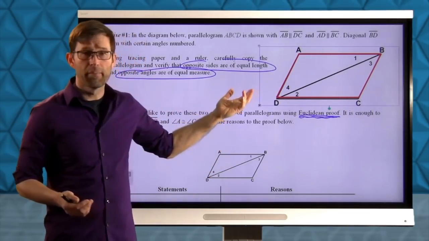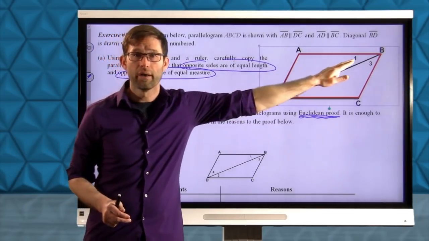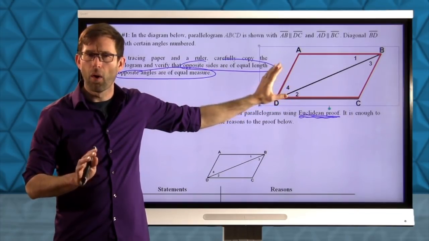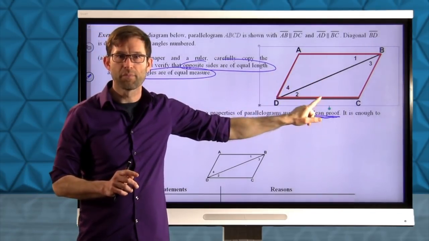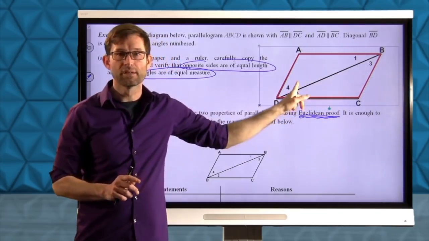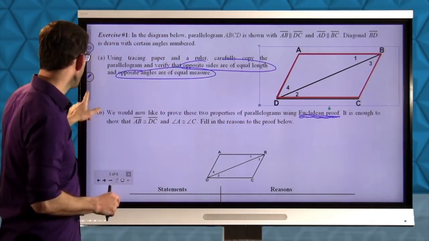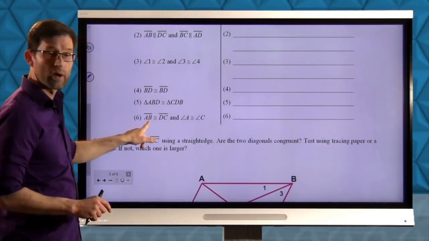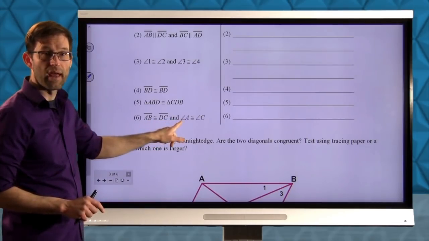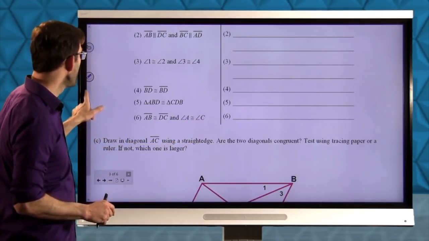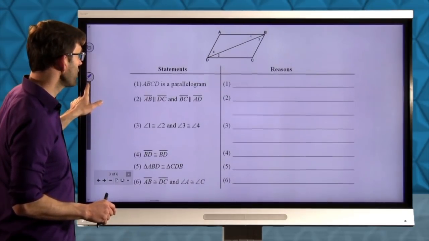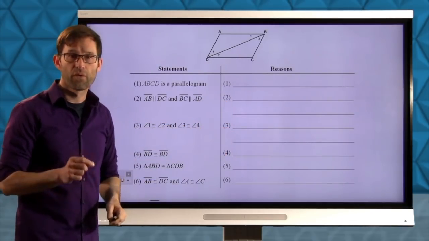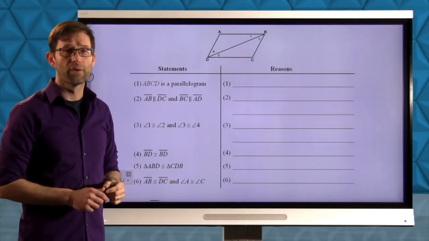So even though normally a parallelogram wouldn't necessarily have this diagonal drawn, we draw it in. Now think about this again. Right from the get-go, all we really know about this figure is that AB is parallel to CD and that BC is parallel to AD. That's basically it. So let's take a look. At the end of the day, we're going to prove that AB is congruent to DC and angle A is congruent to angle C. So what I'd like you to do is take a look at the picture and see if you can fill in the reasons for this proof. All right? Pause the video and take a few minutes on this.